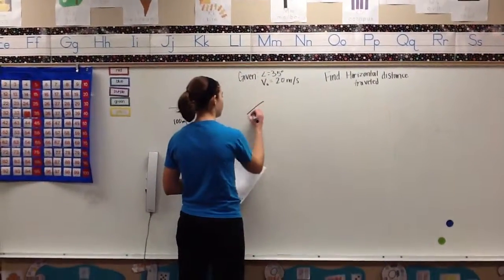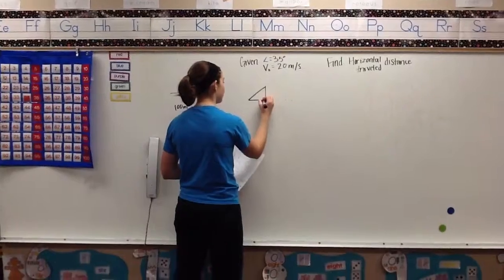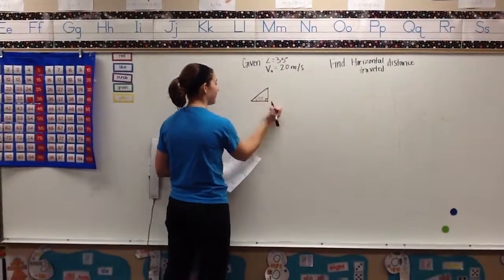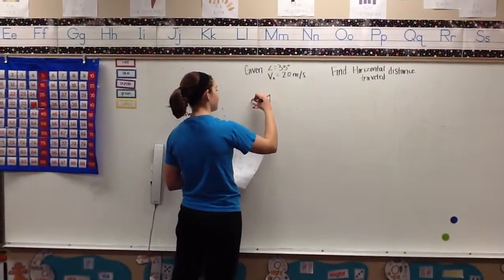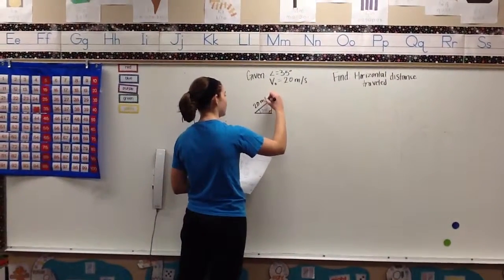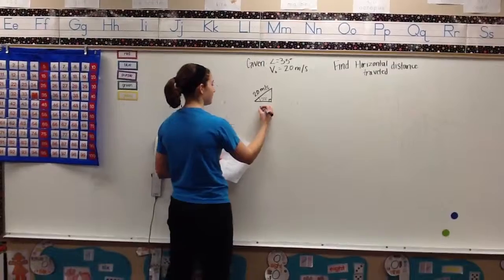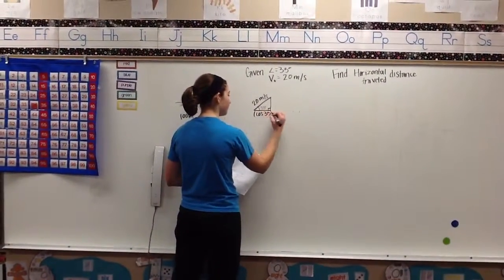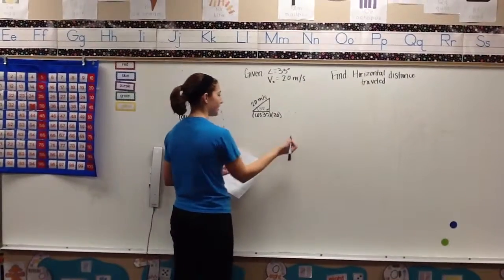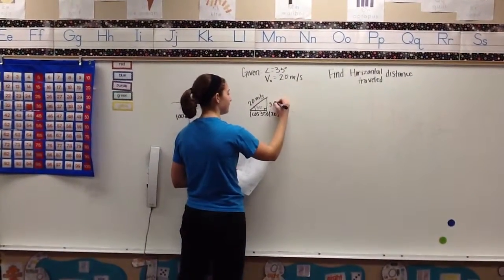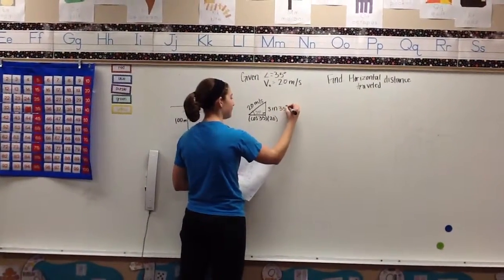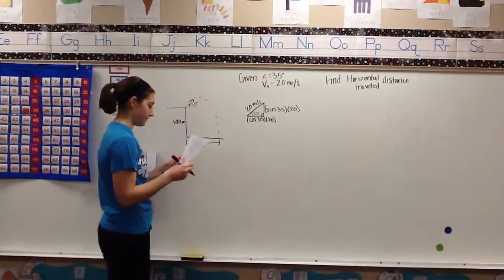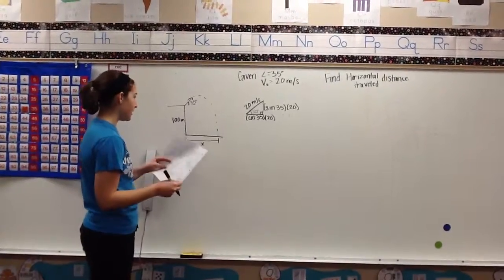For that one, you do the triangle. This is 35 degrees because that's the angle it was launched at. And then the total initial velocity was 20 meters per second. So the x component would be cosine 35 times 20, and the y component is sine of 35 times 20. Okay, so then you have to split it up.